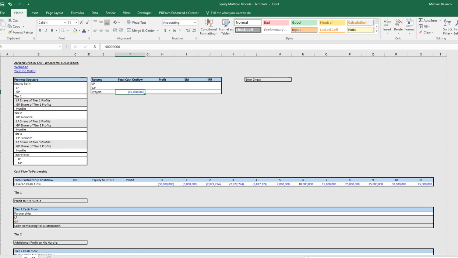Today we're going to go over a basic 4-tier equity waterfall model. I'm going to go step by step and show you how to build a very basic and simple but very useful and powerful tool that you can plug into your real estate financial models.